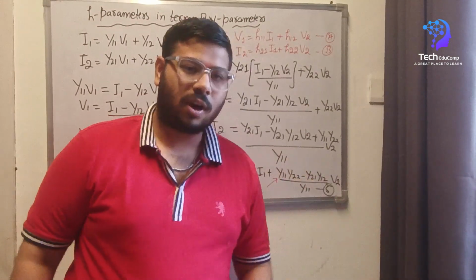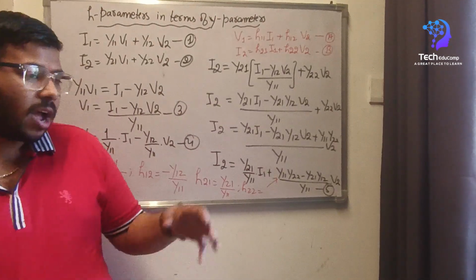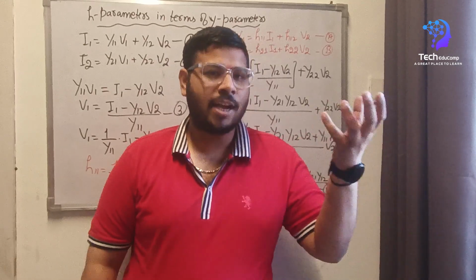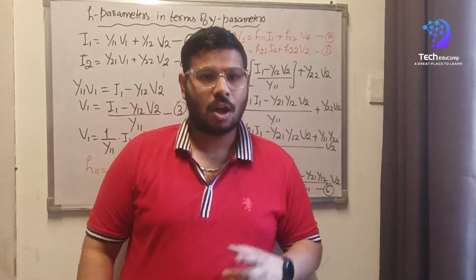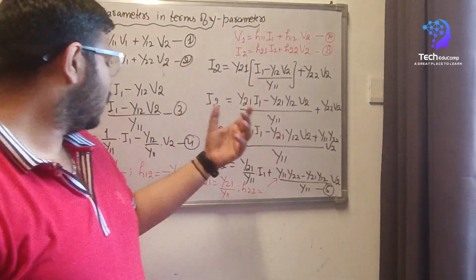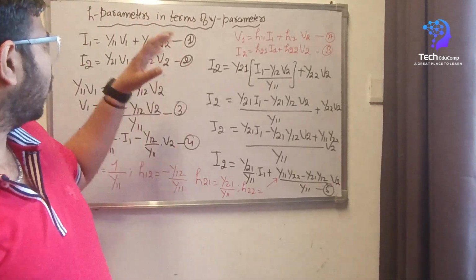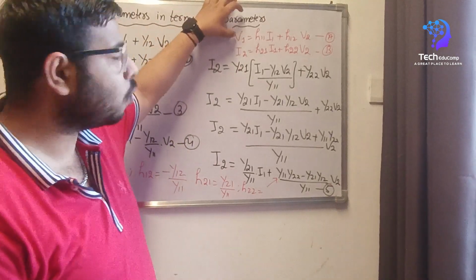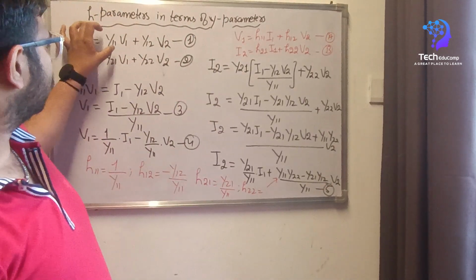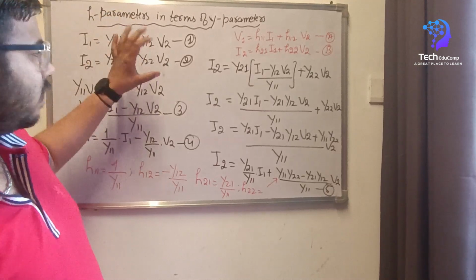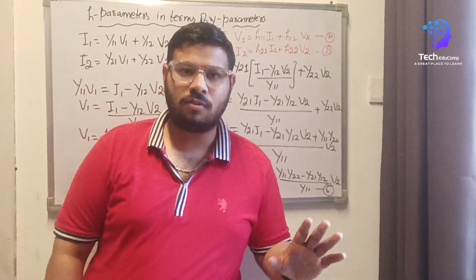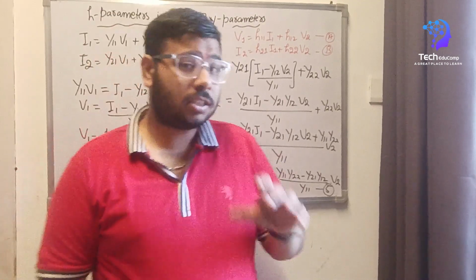divided by y11. So suppose in an exam you got a question to write the h parameters of the following circuit, where it is given in terms of y parameters. So how can you write it? By using these values. While writing the h parameters in terms of y parameters, just find out the values of y11, y12, y21, y22 and put them here. You will find the h parameters of that given circuit. So I hope you understood this much till now.